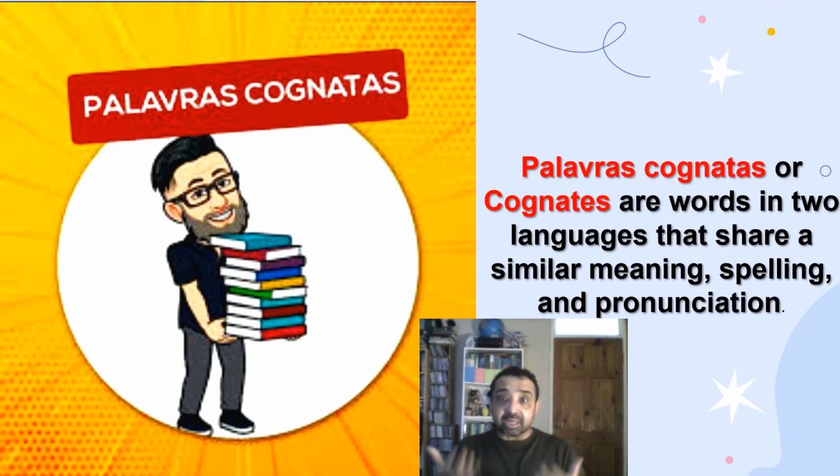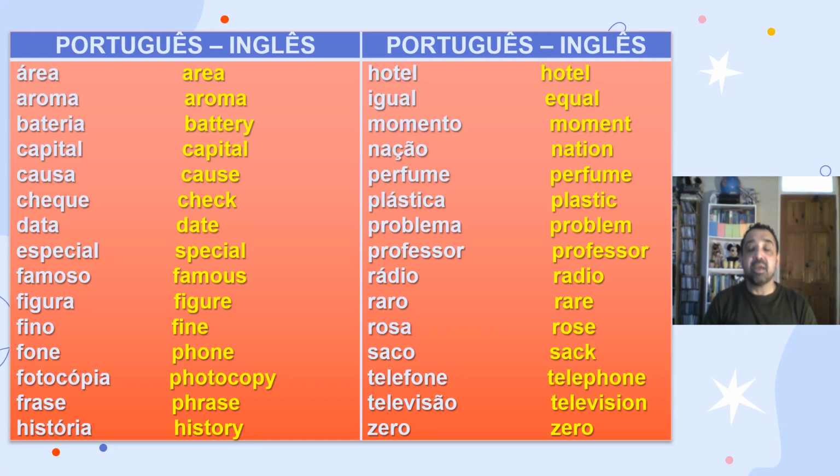So palavras cognatas, or cognates, are words in two languages that share a similar meaning, spelling, and pronunciation. So you may encounter words in English that are very similar to the Portuguese language because they have the same root. So basically, they are written similarly, and the pronunciation can be quite similar. I have presented here in our slides a little list of words in Portuguese and English, so you can have an idea what I'm talking about.